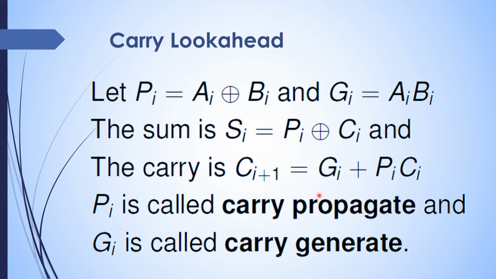Gi is called carry generate and it produces a carry of 1 when both Ai and Bi are 1, regardless of the input carry Ci. Pi is called carry propagate because it determines whether a carry into stage i will propagate into stage i plus 1.